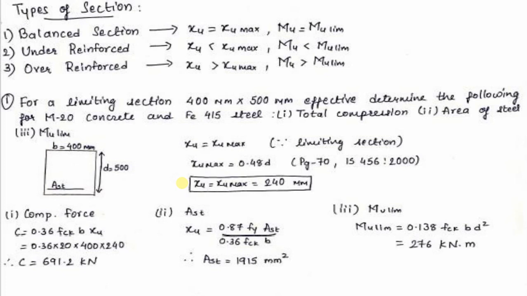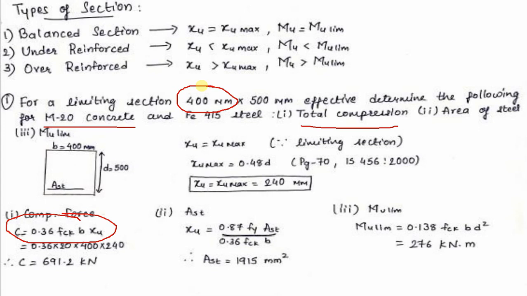The first thing we need to find is total compression, that means capital C. In the last lecture we have already seen in the stress strain diagram, capital C, that is the compression force, will always be equal to 0.36 fck b Xu. Clear? So fck means grade of concrete. Grade of concrete is already mentioned in the question as M20, so substituting fck as 20. B, that is width of section, is given in the question as 400.